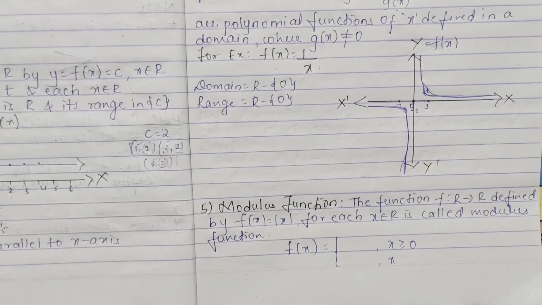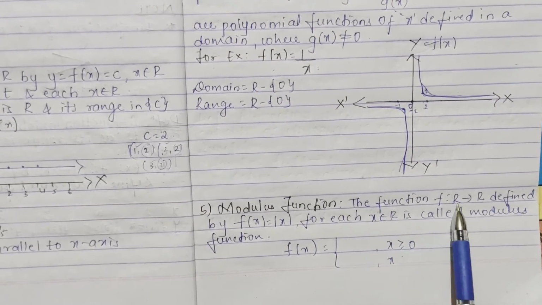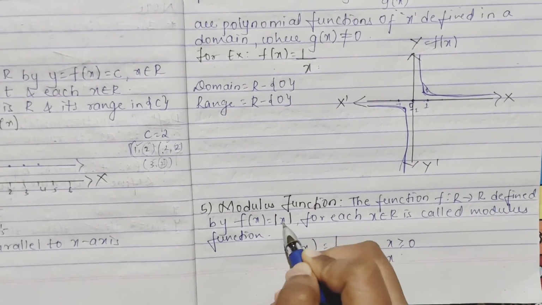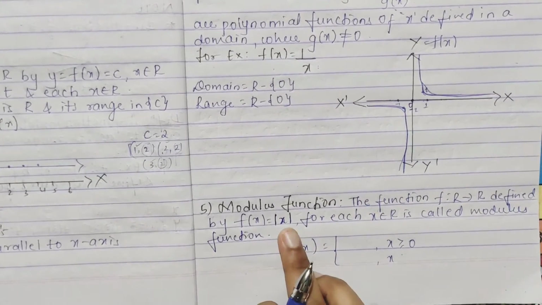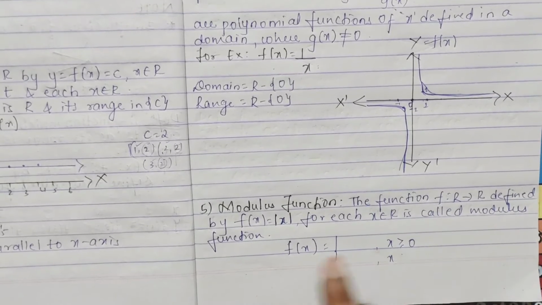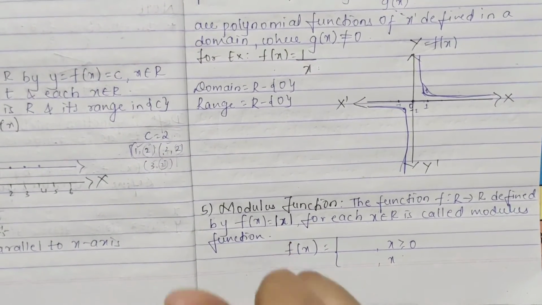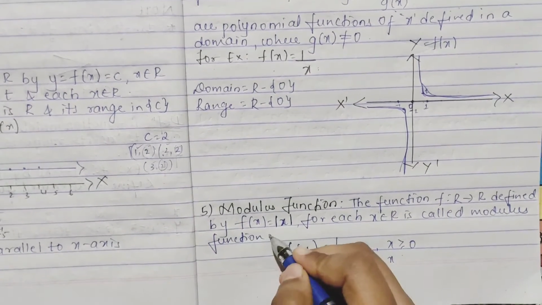Next is your modulus function. A function f from R to R defined by f of x equal to modulus of x, like this, two bars you have to put around x, for each x belongs to R, is called the modulus function. In modulus, you will be having positive and negative. It breaks into two, like here I am breaking it.